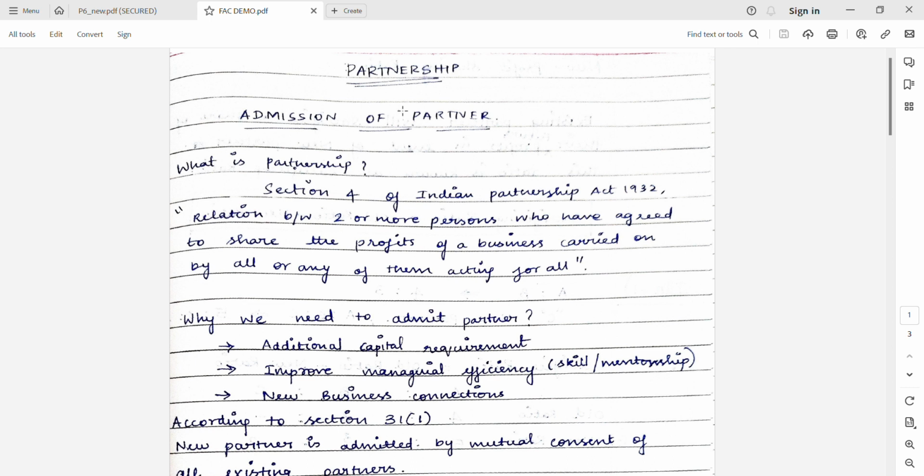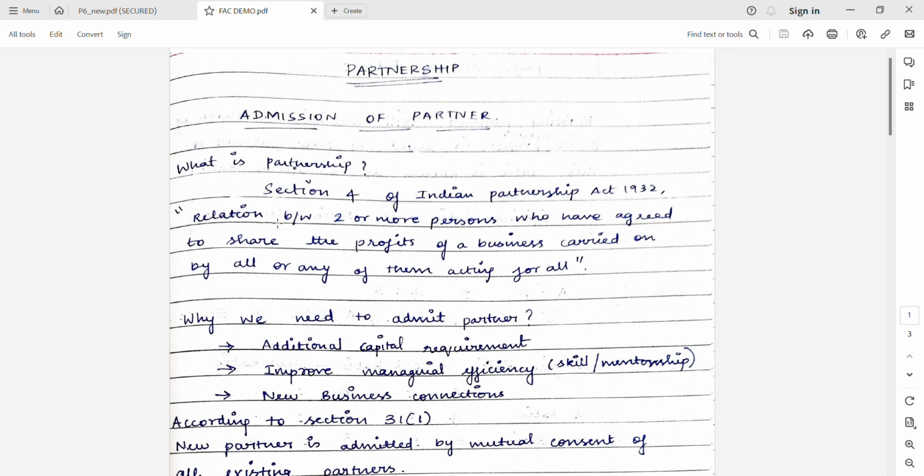So what is a partnership firm? A partnership firm means two or more persons start a business with a view to share the profits arising from that business they have been carrying on. The business which is started and carried on by the partners is known as a partnership firm. The persons who are sharing the profits of the business carried on by the firm are known as partners.